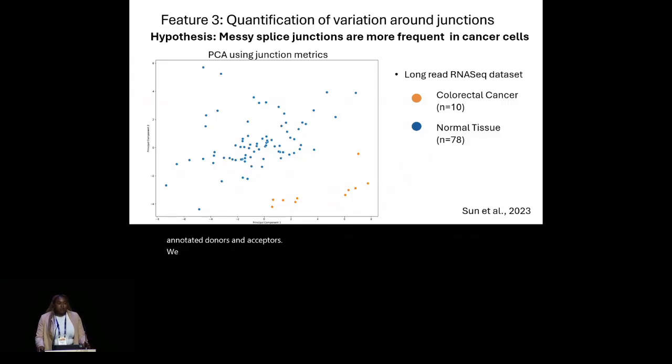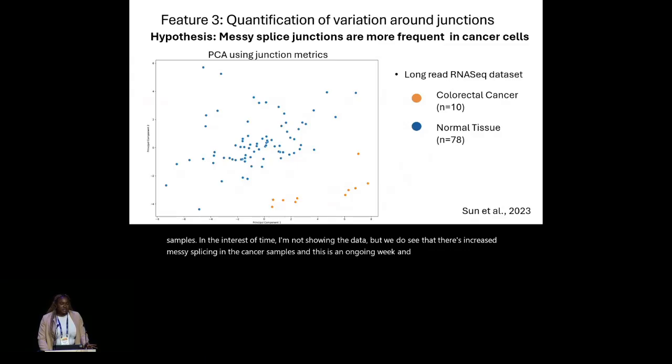We then put all of our CV metrics into a principal component analysis. And on the PCA plot, you can see that the cancer samples separate from the healthy tissue samples. In the interest of time, I'm not showing the data, but we do see that there's increased messy splicing in the cancer samples. And this is ongoing work, and we're trying to identify which genes and which specific donors and acceptors are the messy ones in the cancer samples.